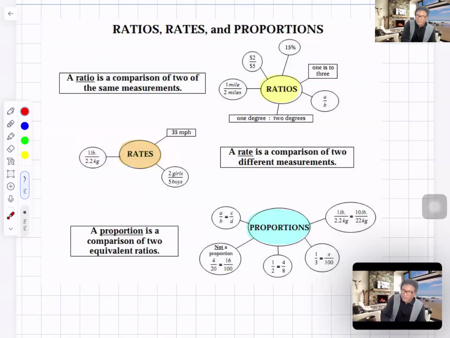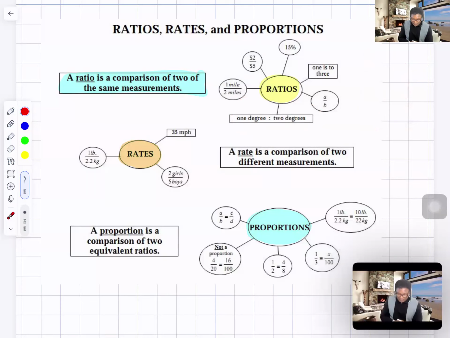This one is very interesting because we've got 3 things there: ratios, rates, and proportions. When you think about it carefully, it can be very confusing. But the ratio is a comparison of 2 of the same measurements, like 1 mile over 2 miles, or $2 or $5. So a ratio is a comparison of 2 of the same measurements. 1 degree is to 2 degrees. Those 2 dots we say is 'to' in maths. 1 is to 2.